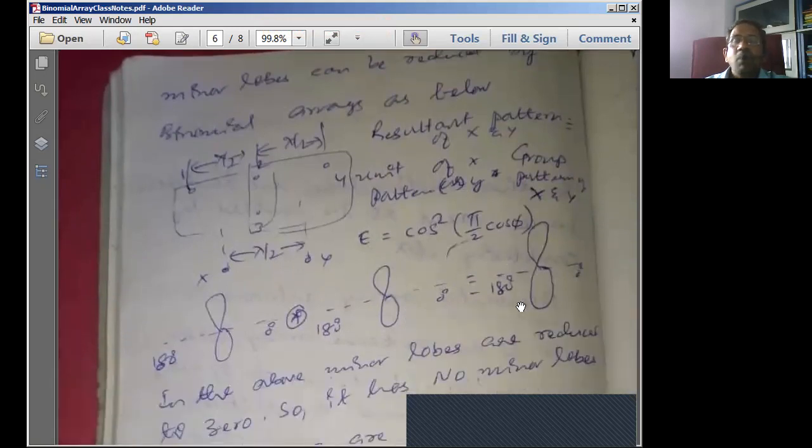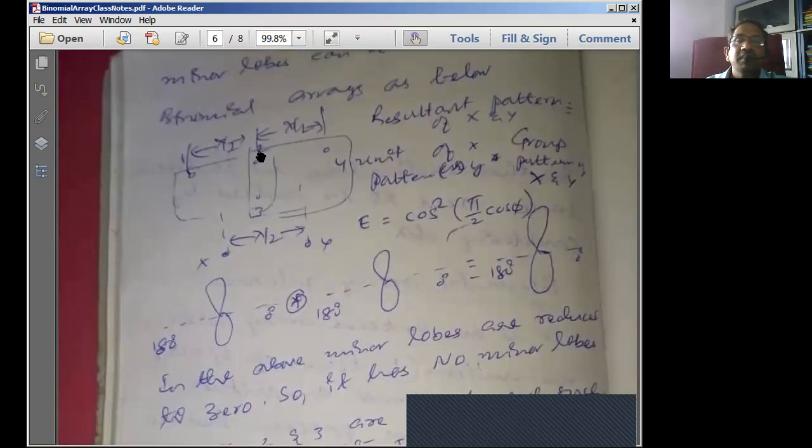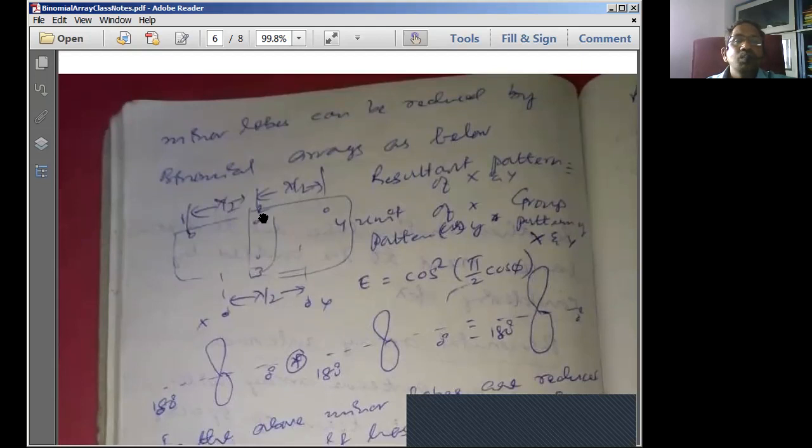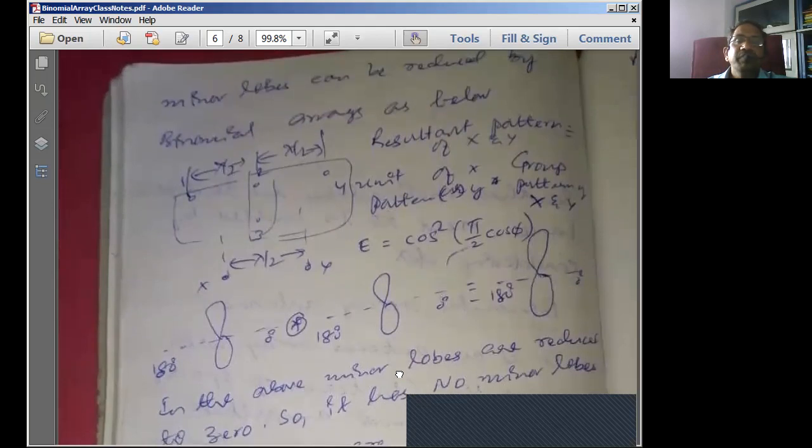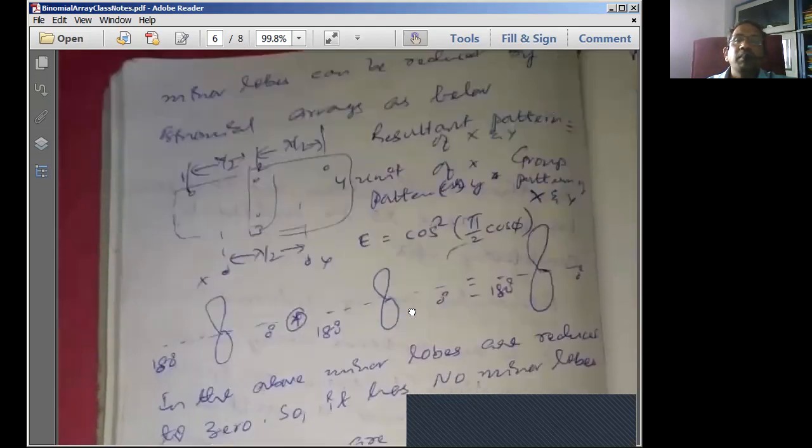To avoid minor lobes, what we do now is we remove the spacing here. See, between 2 and 3 there is no spacing. Just below 2 I am going to have 3 without any spacing. So here we achieve that minor lobe elimination. Now antennas 1 and 2 are separated by lambda by 2, 2 and 3 have 0 spacing, and 3 and 4 are separated by only lambda by 2. If you take the middle distance between these two groups, once again you get lambda by 2 distance. So once again, the same format applies.